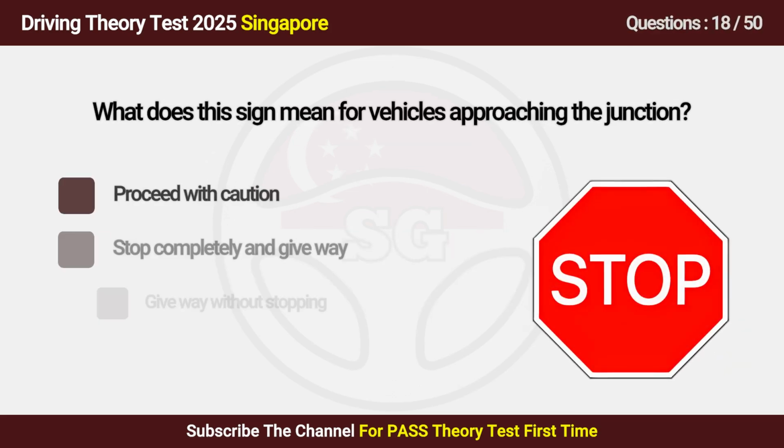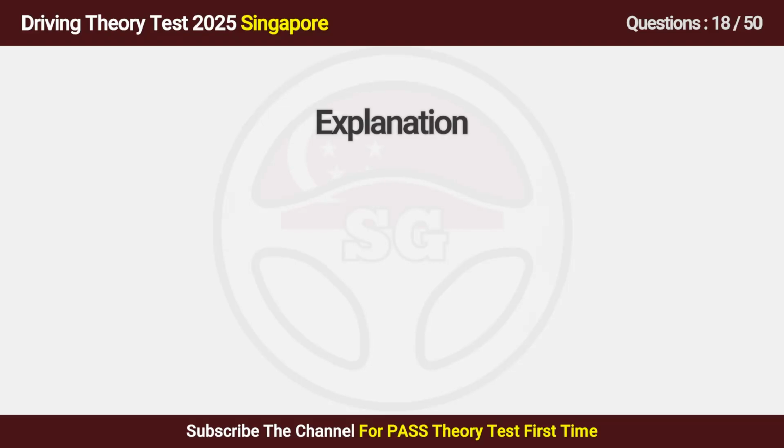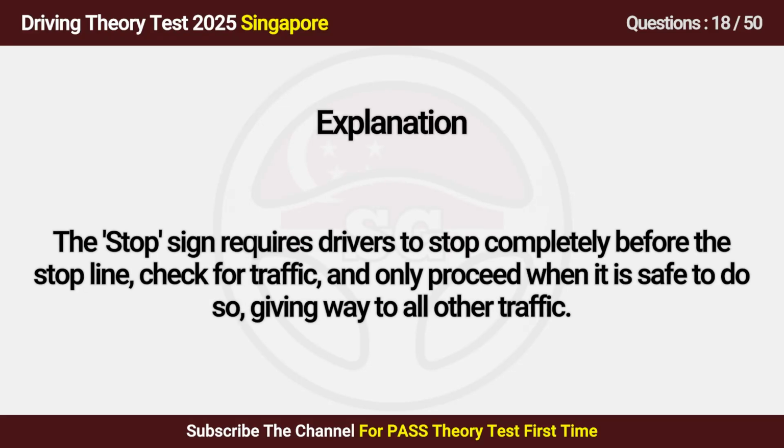Question 18. What does this sign mean for vehicles approaching the junction? A. Proceed with caution. B. Stop completely and give way. C. Give way without stopping. D. Accelerate through the junction. Answers is B. Stop completely and give way. The stop sign requires drivers to stop completely before the stop line, check for traffic, and only proceed when it is safe to do so, giving way to all other traffic.